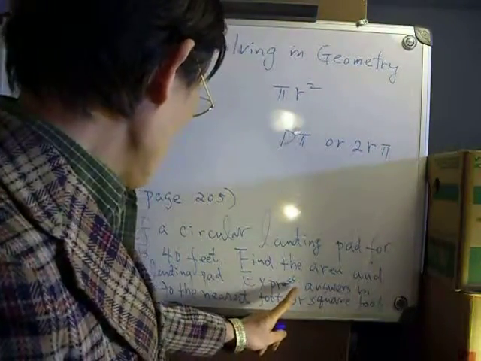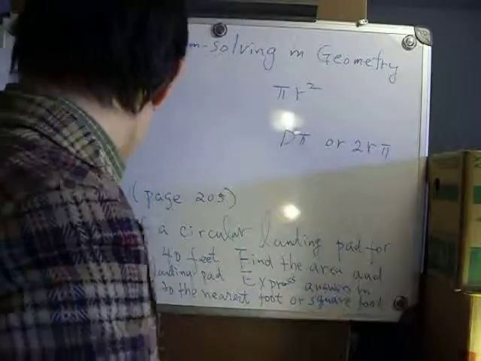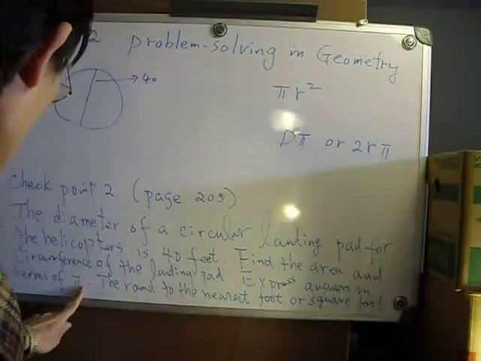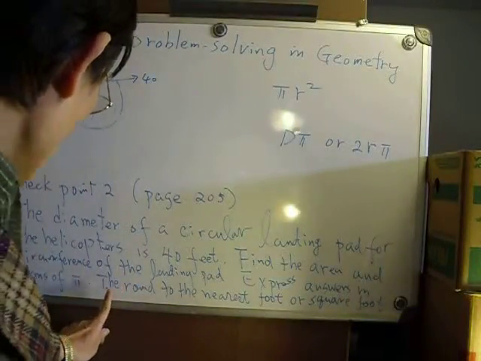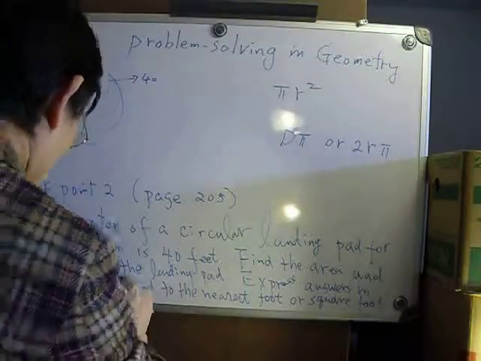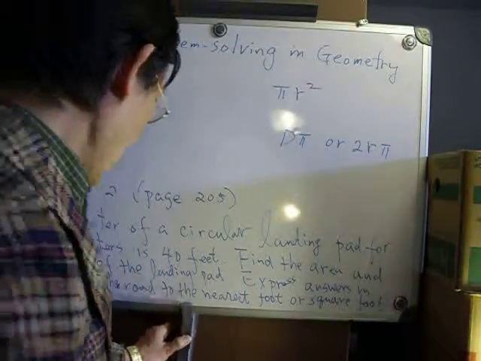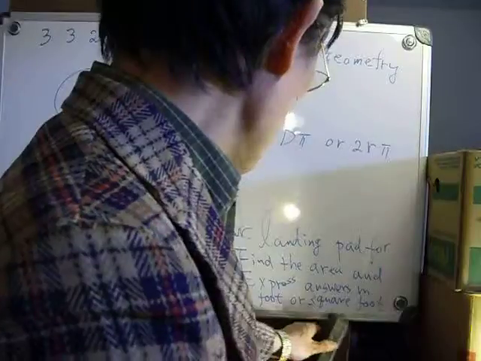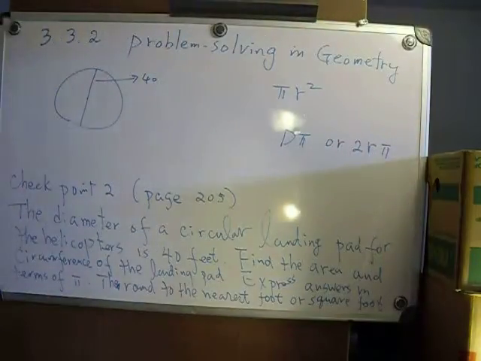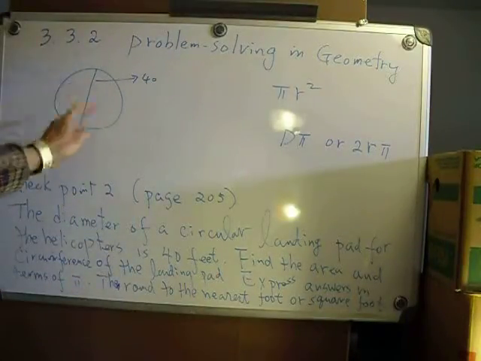The requirement here in the instruction: express answer in terms of pi, part 1. Part 2, then round your answer to the nearest foot or square foot. Okay, now for the first part of the question, find the area and circumference of this circle.